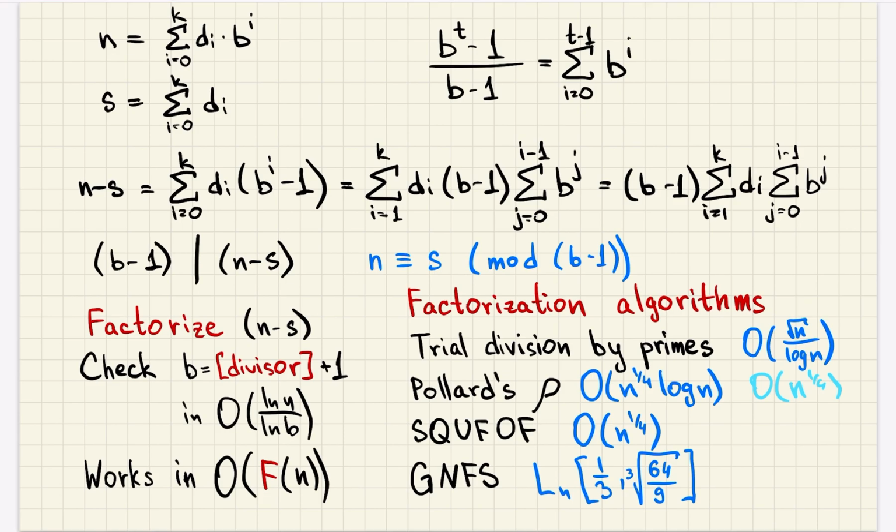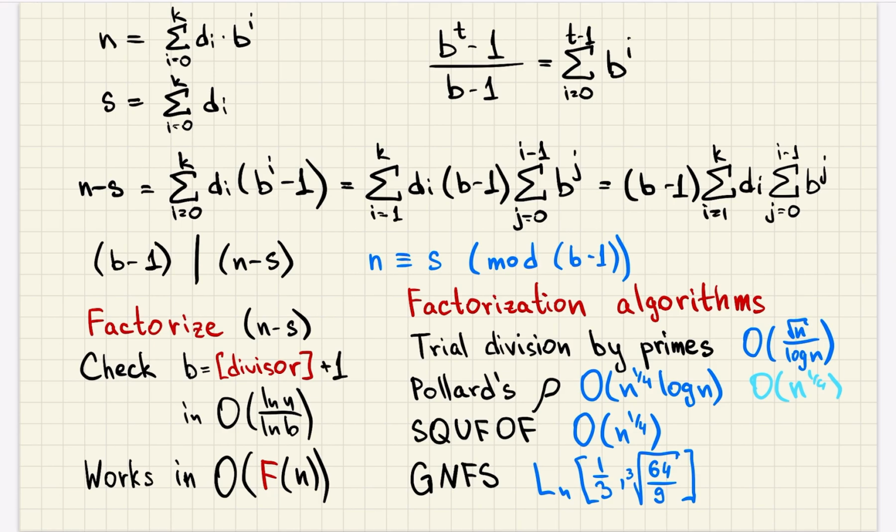Pollard's rho is not very hard, and I think that SQUFOF, which stands for square form factorization, is also not that hard. It can be written in contest. I think it's less than 100 lines, probably even 50 lines maybe, and it is very fast.